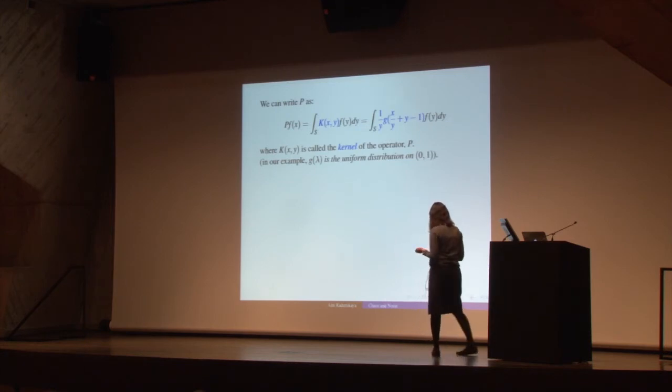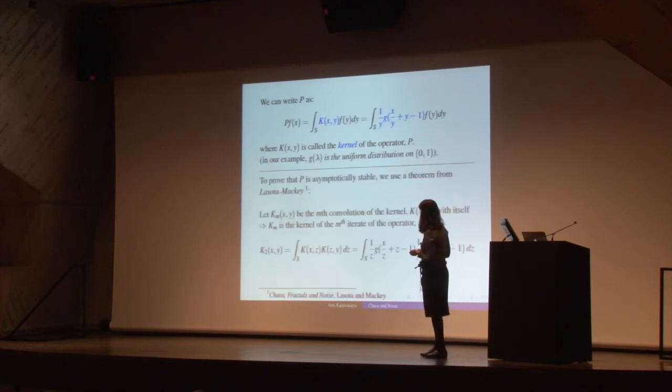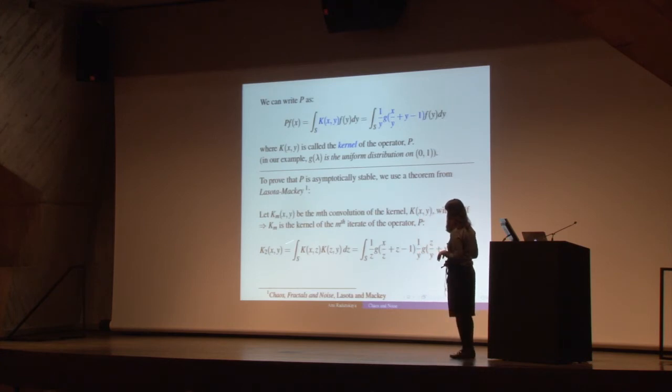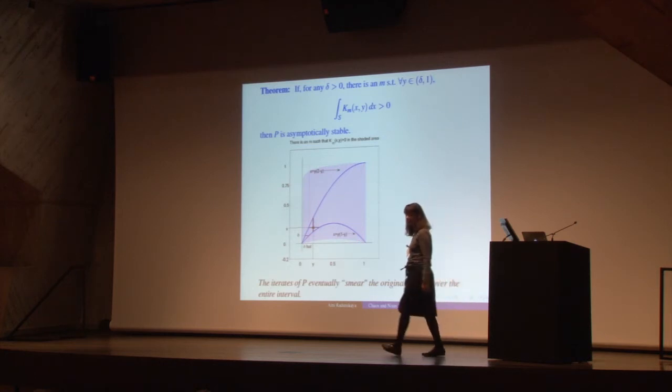So in this case, it's a little more work, but it's similar. Instead of the derivative, we write our operator with this, here's our original density, f. We write it as the integral of this kernel, which you can actually write out in terms of the lambda distribution. And then, this is a lot of words, but you iterate this kernel over and over and over. If you can show that the kernel, the mth iterate, is positive sort of everywhere, so in other words, if this density is sort of smeared out everywhere, which is this purple thing I've drawn in the simulation, then you can show that P is asymptotically stable. Sort of makes sense.